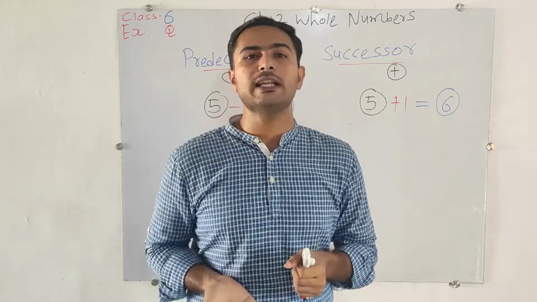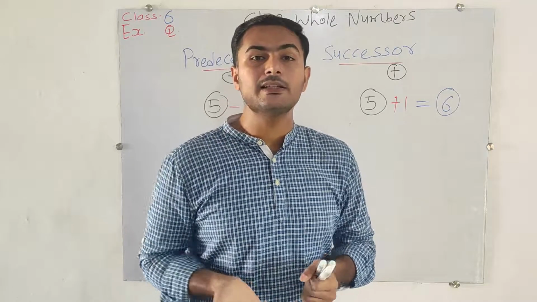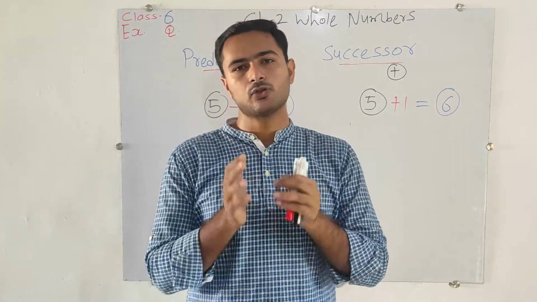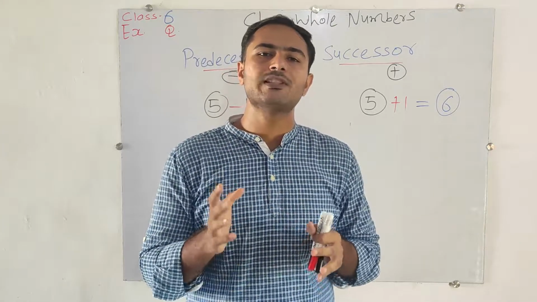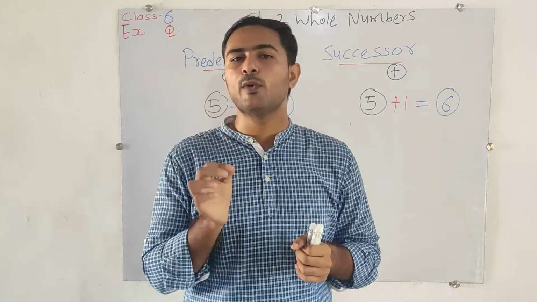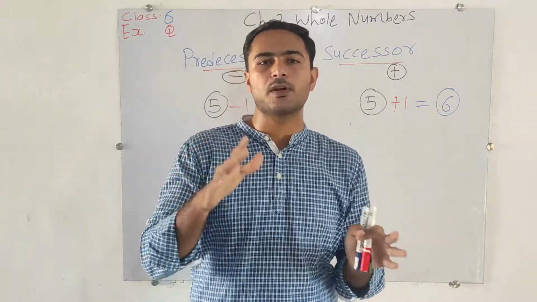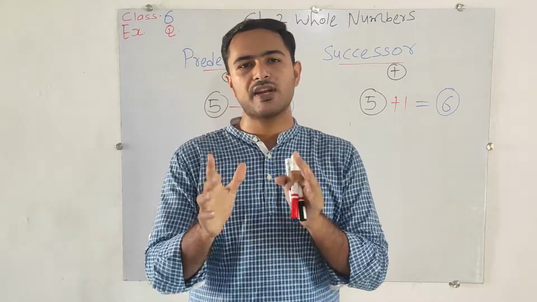Now the successor of 7 is 8. Successor of 49 will be 50. Successor of 99 will be 100. So in each and every case, we will do the process of addition, and that is fixed: we add 1 only. Not any other number, like plus 2 or plus 3. We only have to add one.